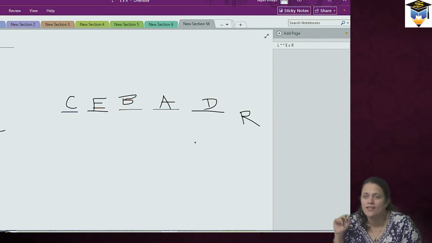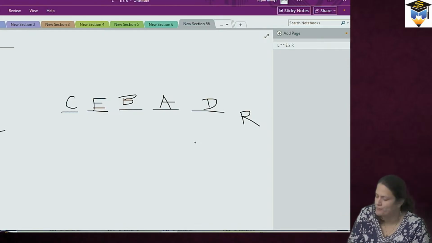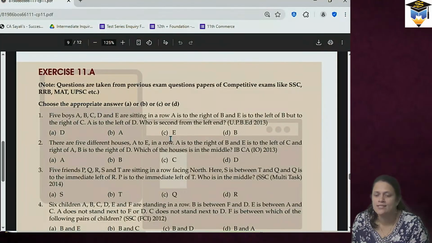Yes. Now what is the question? Who is sitting second from the left? E. So option C for the first one. जमतंय का? जमलं का? कळलं का? चला ट्राय करा.